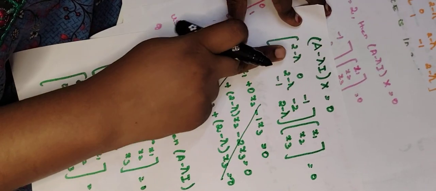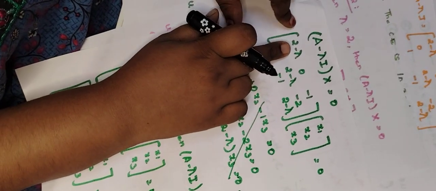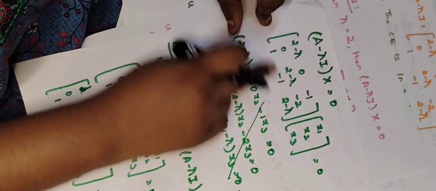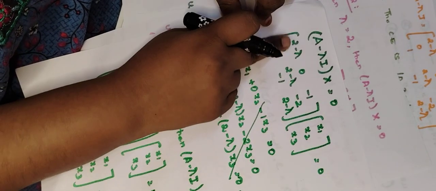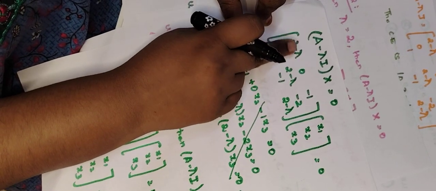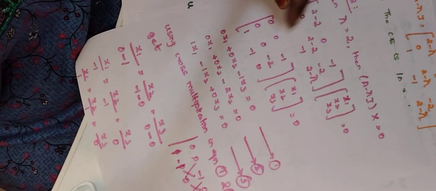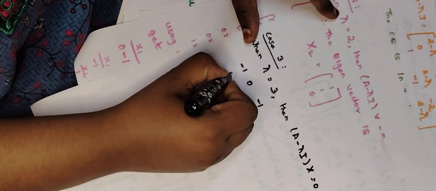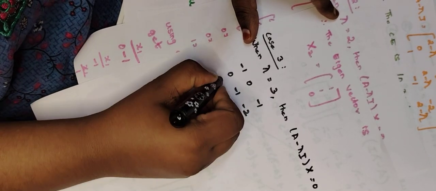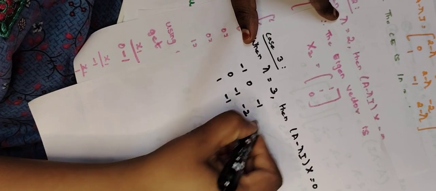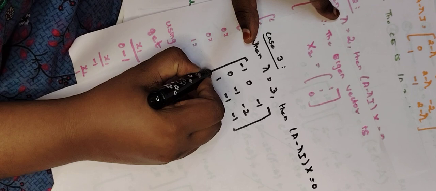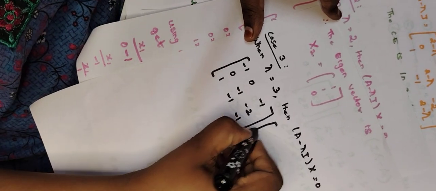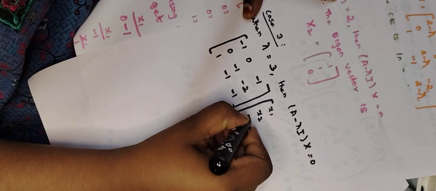As you can see, this is my A minus lambda I. So A minus lambda I into x equal to 0. In this equation I will substitute lambda equal to 3. If I substitute lambda equal to 3 here, 2 minus 3 will become minus 1. So the matrix will be minus 1, 0, minus 1, 0, minus 1, minus 2, 1, minus 1, and then minus 1. So I'm substituting directly now, and then I'll write the value of x. So x value is x1, x2, x3, and this is equal to 0.